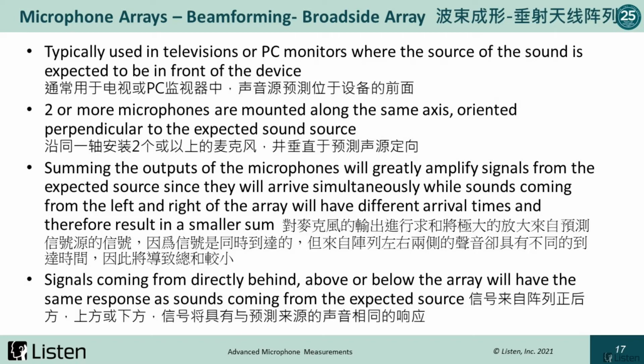And the first one is the broadside array. And we typically find these used in televisions or computer monitors where the sound source is expected to be out in front of the device. Broadside arrays use 2 or more microphones, and they're all mounted along the same axis, and they're oriented perpendicular to the expected source of the sound. And by summing the outputs of the microphones, we'll greatly amplify the signals coming from the expected source, since they're all going to arrive simultaneously.